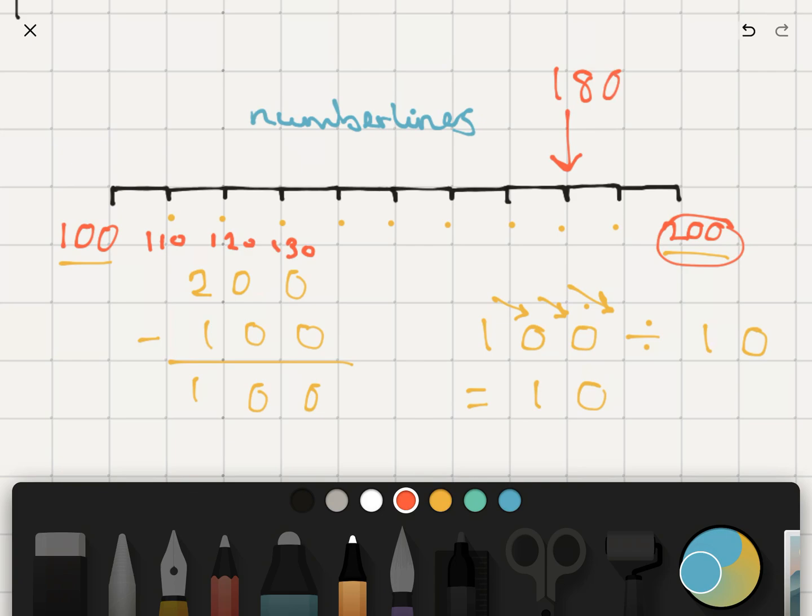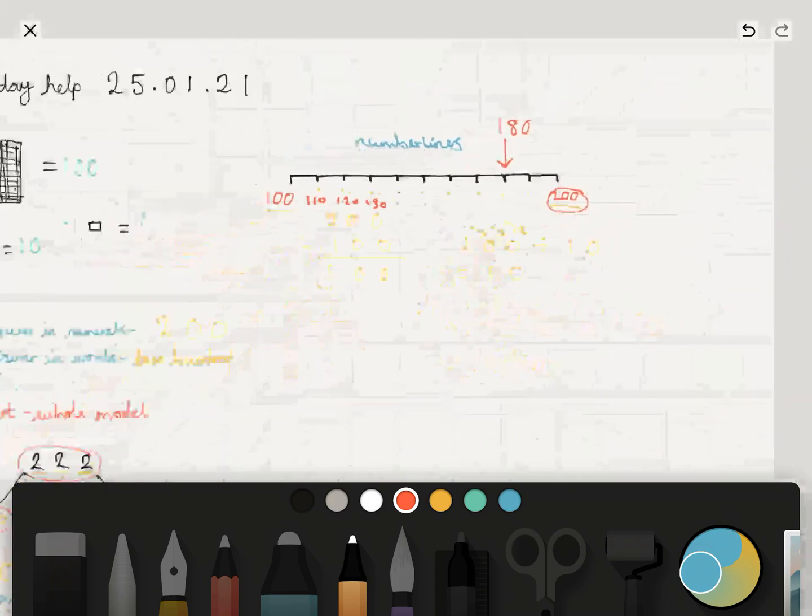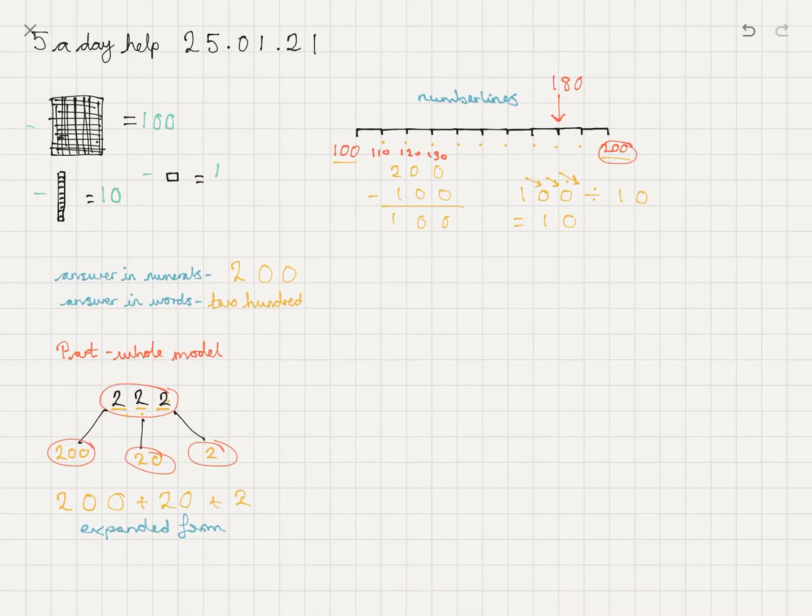Okay, I know it's a little bit tricky, but you just need to practice number lines because they are something we carry on using further and further on in school with our maths, and they are actually quite helpful.